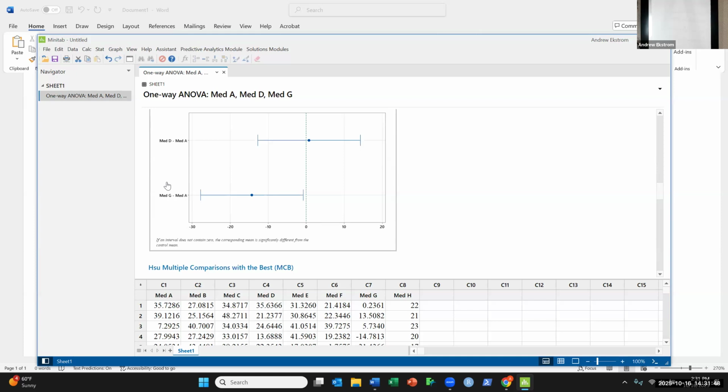Because we're only doing 2 comparisons instead of 3, we can see that medication A and D, we can't tell a difference between them. Medication A and G, and you see right here that it's a G minus A, so small value minus a larger value. That's why we're getting this negative value here.